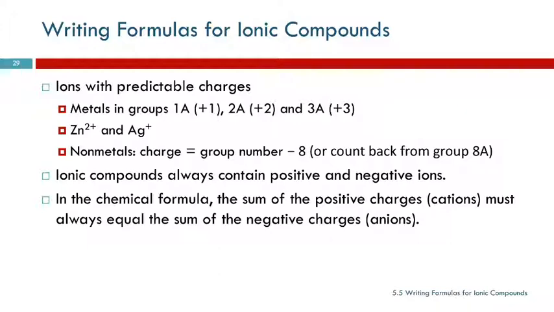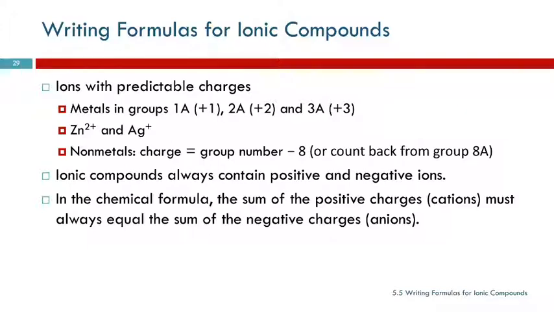And we went over that yesterday as well. So there are ions with predictable charges. The ones we looked at yesterday are main group metals, so in groups 1, 2, and 3. So the metals in group 1 have a +1 charge. In group 2A, they have a +2 charge. In group 3, they have a +3 charge. So nice correlation there, right?